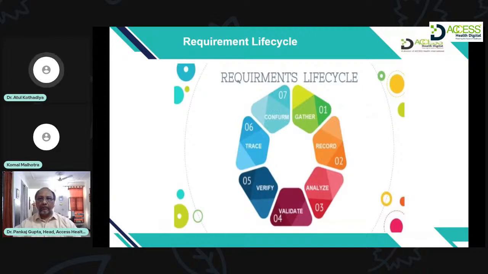Yeah. So this is the life cycle of requirements gathering. So we have seen this: gather, record, analyze all the requirements, validate, get them verified, and also keep them for tracing, and then confirm the requirements. Next slide, please.